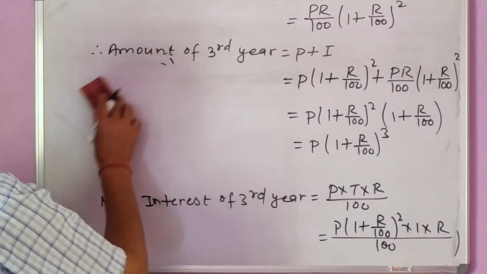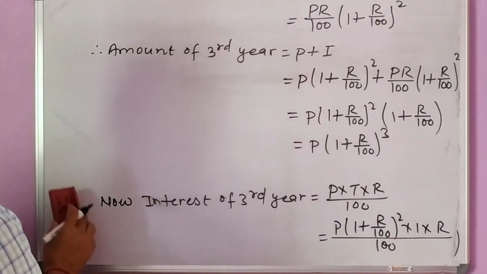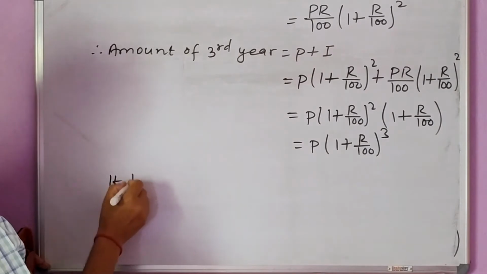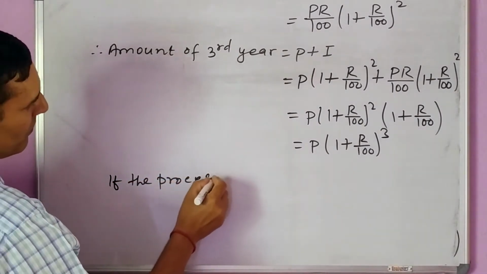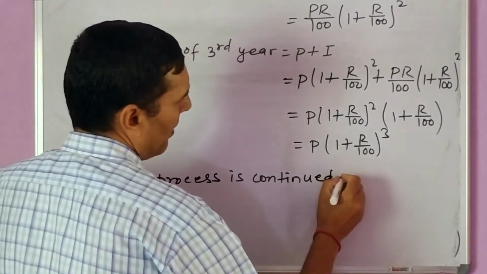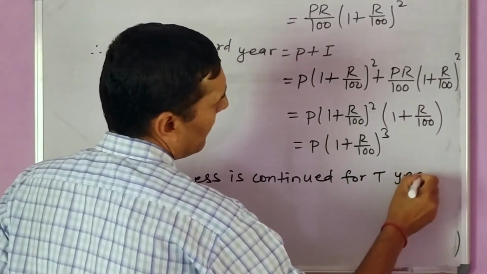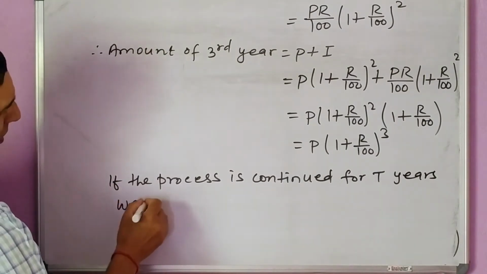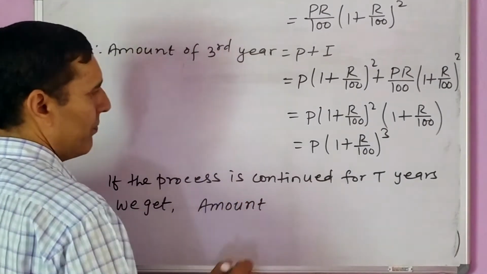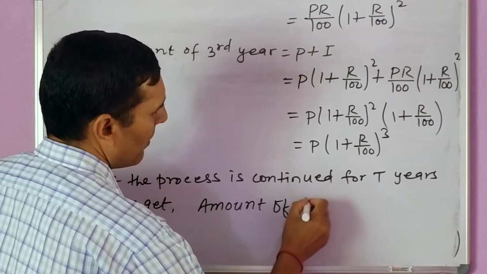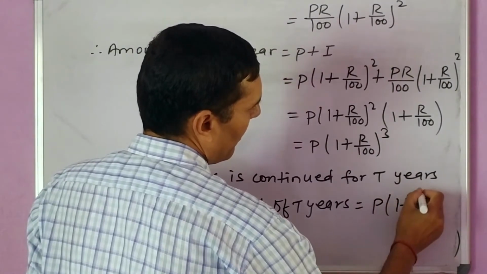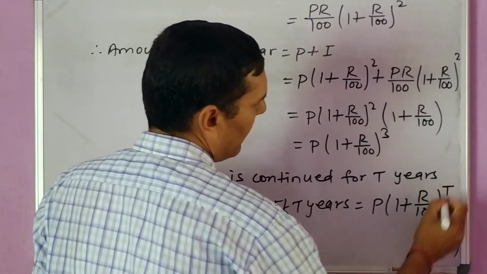So if you continue the process for T years, if the process is continued for T years, we get amount of T years is equal to P times 1 plus R upon 100 to the power T.